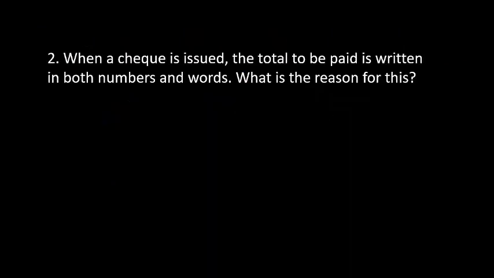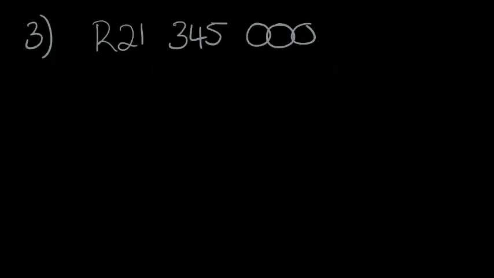Now question 2 is saying, when a check is issued, the total amount to be paid is written in both words and numbers. Why do you think this is? What is the reason for writing a number that you're paying out in both words and numbers? So I'd like you to think about that and answer that question. And then question 3, the last one for today, is a check was issued for this amount. Can you write it in words?